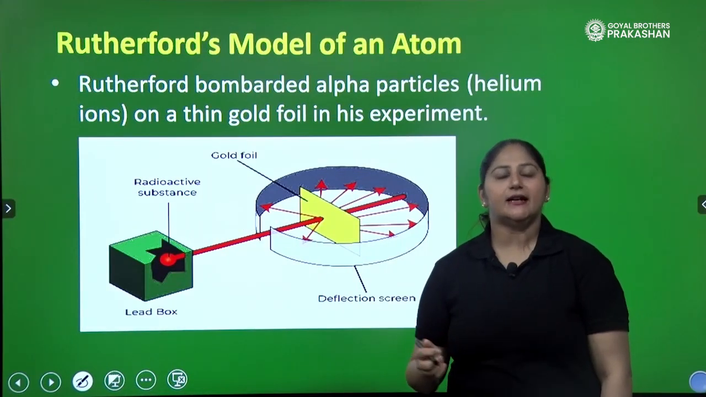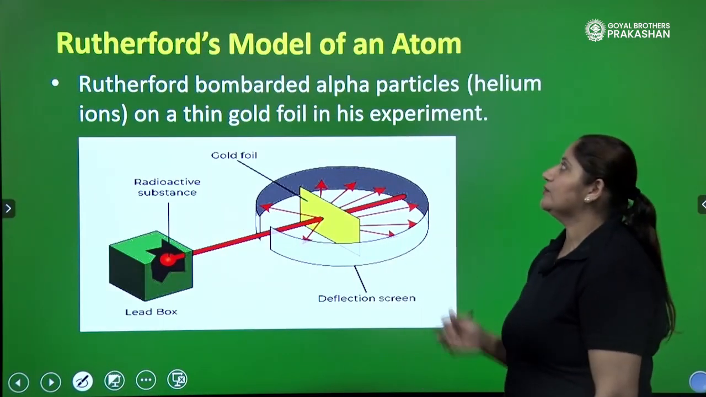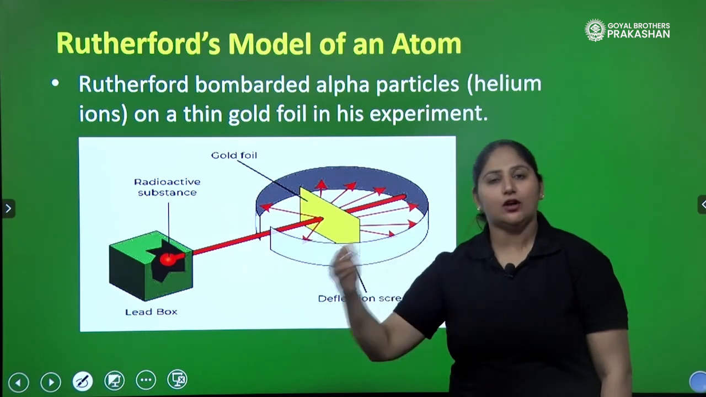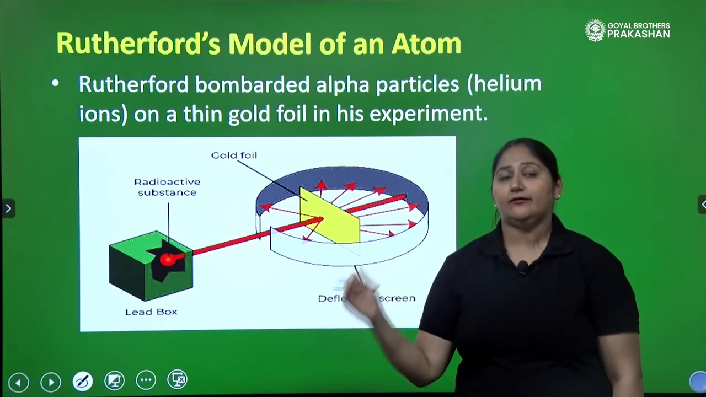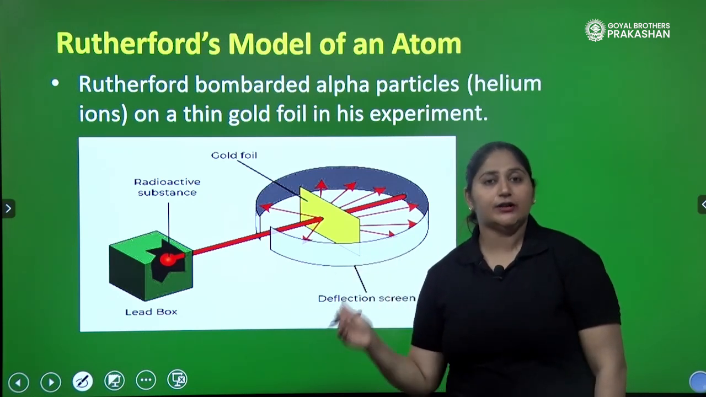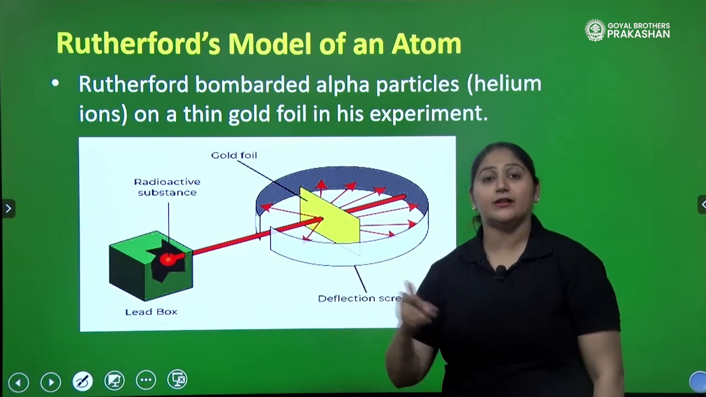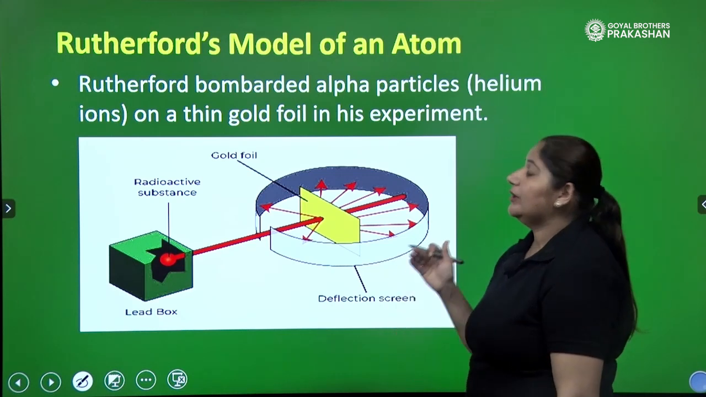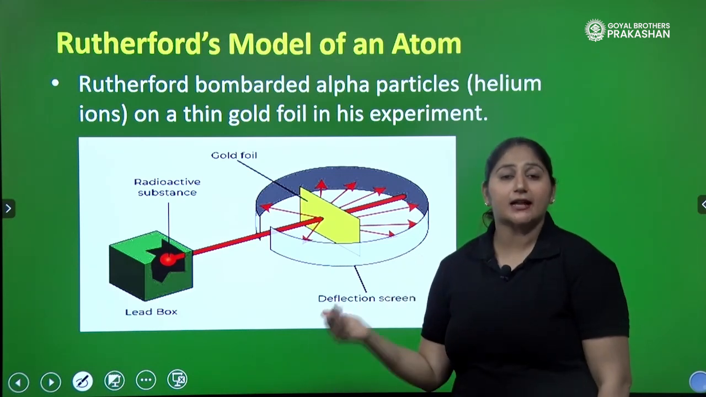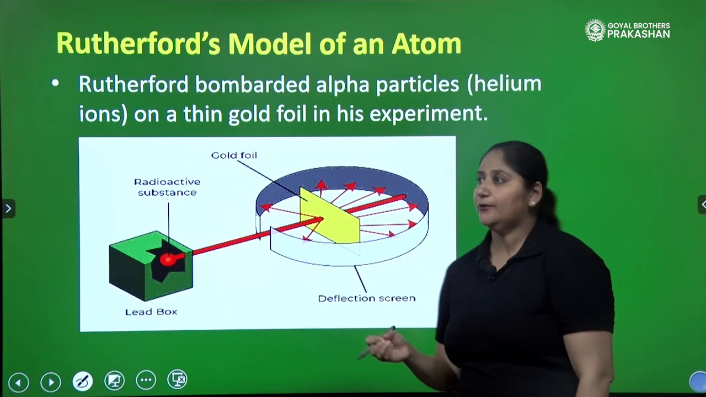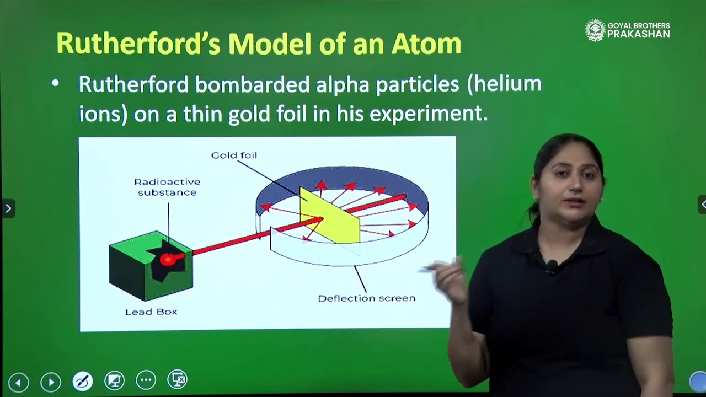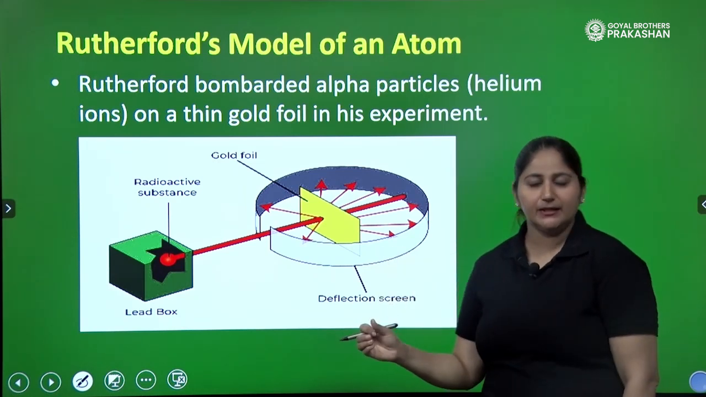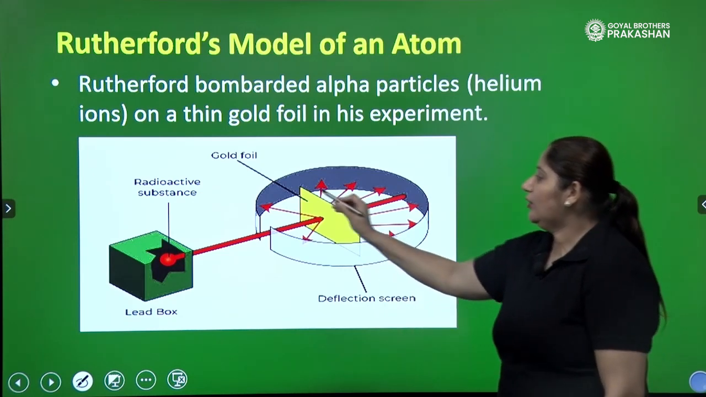Hello children, let's understand a wonderful topic: Rutherford's model of an atom. After Thomson's model, there was one incorrect or inaccurate postulate which was then corrected by Rutherford. So what was the experiment that was done by Rutherford? Rutherford did the gold foil experiment, in which he took a gold foil.